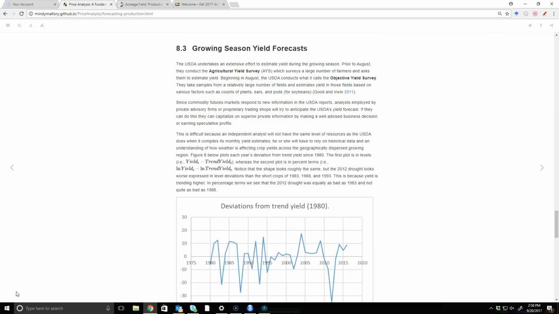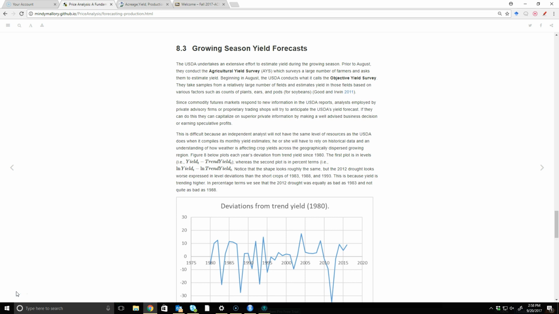So trend yields are useful for coming up with a yield estimate prior to the growing season, but once we get into May, June, and July, we have more information than that. We know if it's been a wet year, we know if it's been a dry year, and we can revise our estimates to come up with a more intelligent or more accurate estimate of what we think yields are going to be. And the USDA does the same.